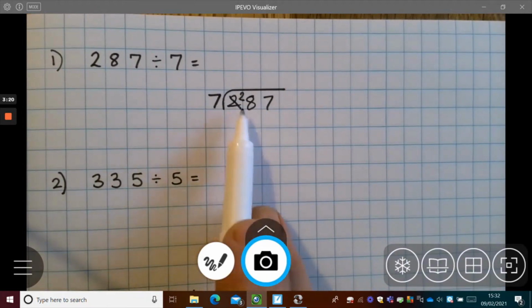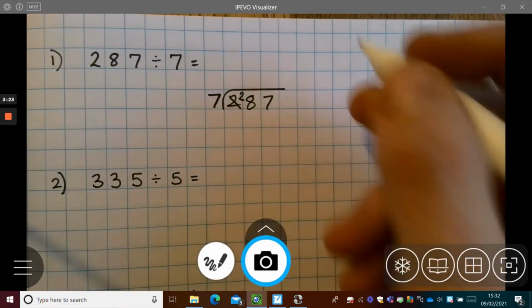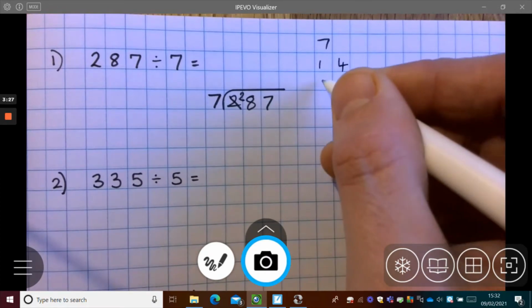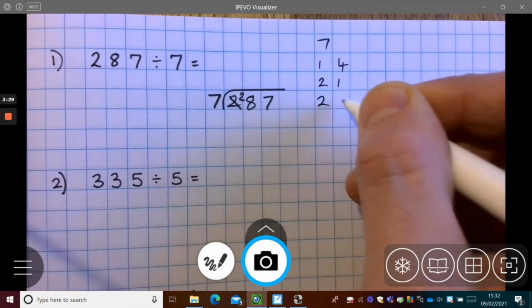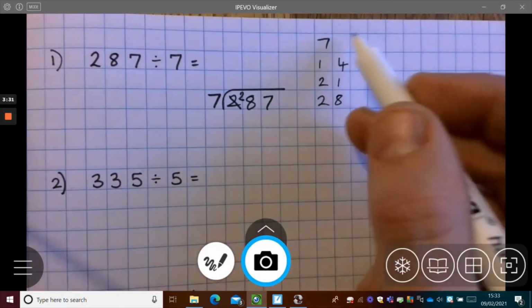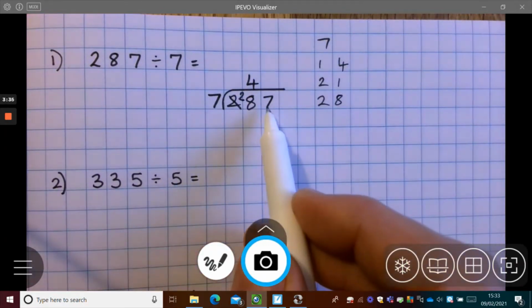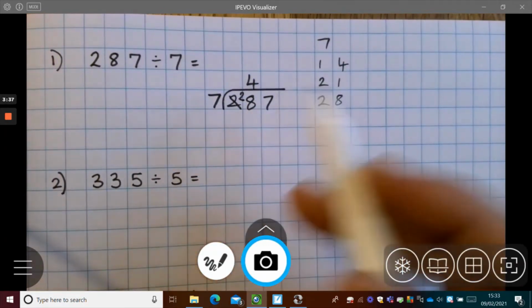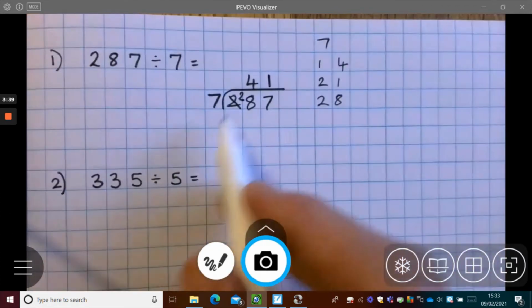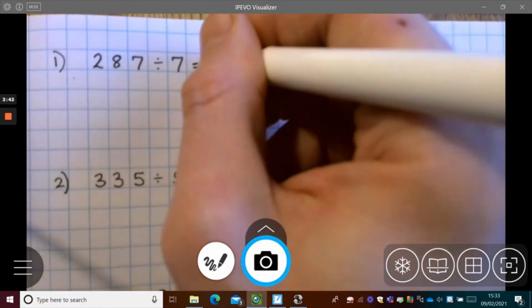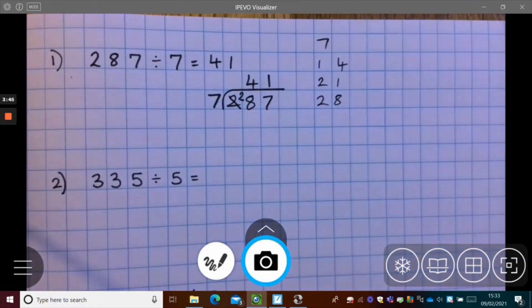Now 7's into 28. I think I can do that. I might want to run through my 7 times table here. 7, 14, 21, 28. Spot on 28. That's 1, 2, 3, 4 lots of 7. Last thing, I've got 7, so 7's into 7. That's going to be 1. Nothing else to divide. All done. 287 divided by 7 is going to be 41.